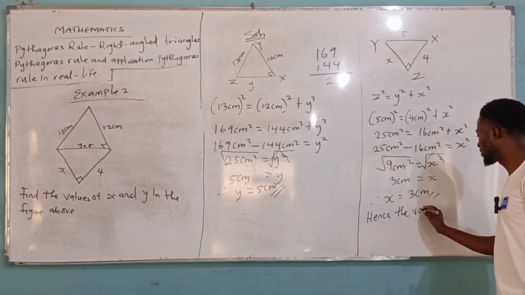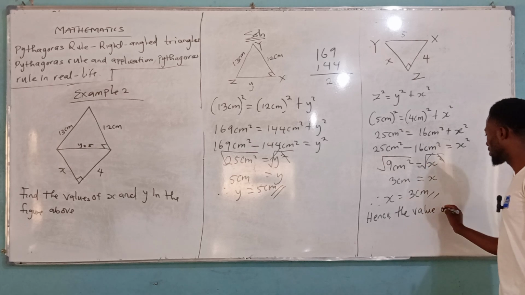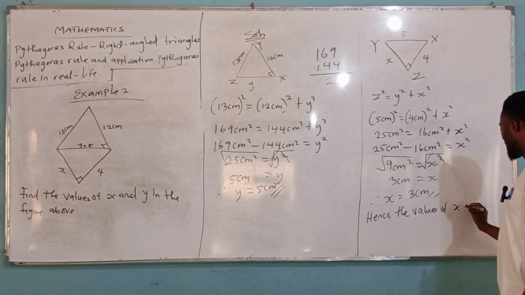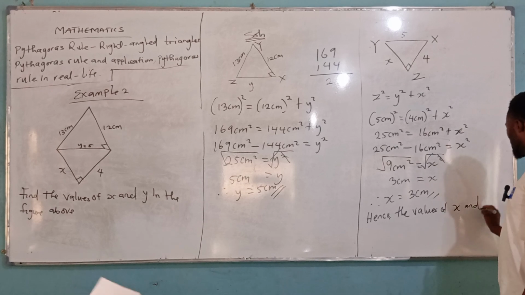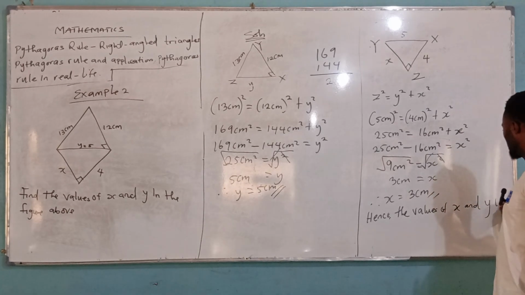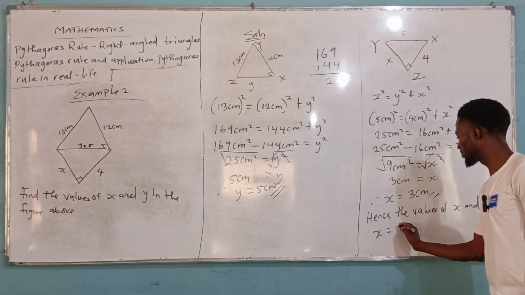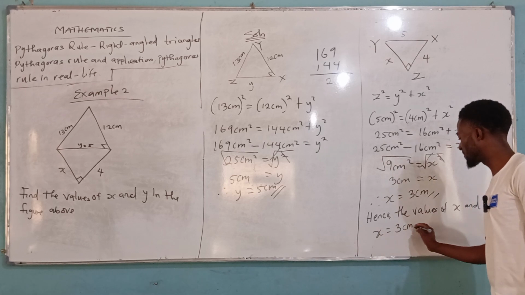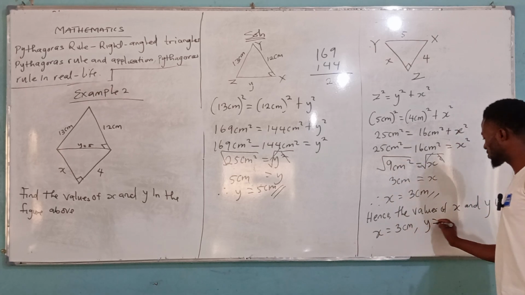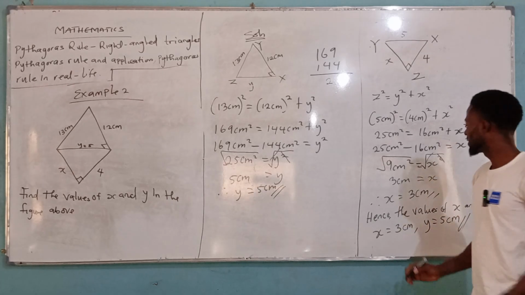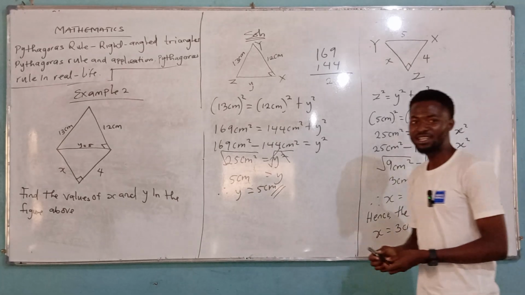Hence, the values of x and y, you can just say, we have x is equal to 3 centimeter. Then we see y is equal to 5 centimeter. Just as simple as that.